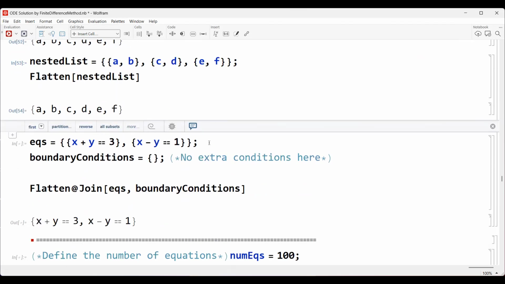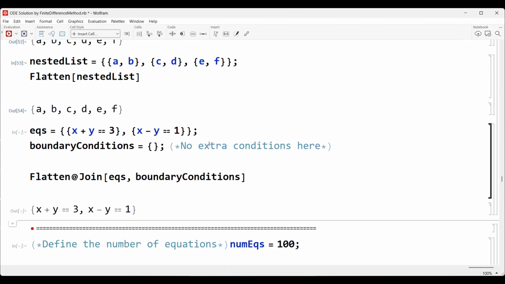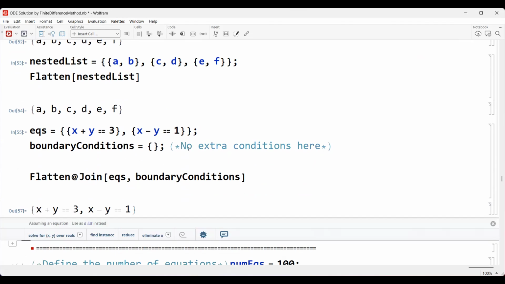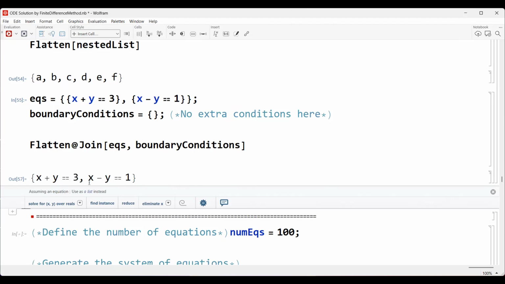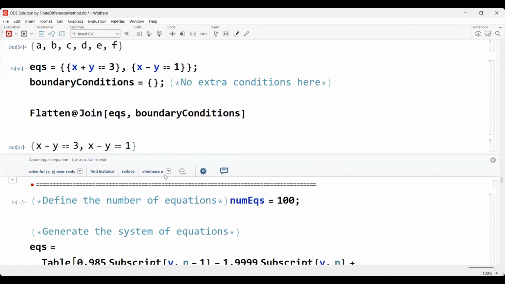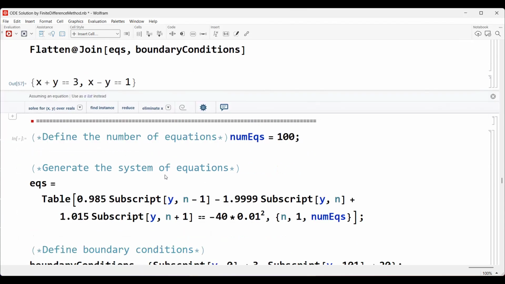Then we have another example here. We have equations x plus y equal to 3, x minus y equal to 1. The boundary condition, the extra condition here: flatten and join equations and boundary conditions, x plus y equal to 3, x minus y equal to 1.